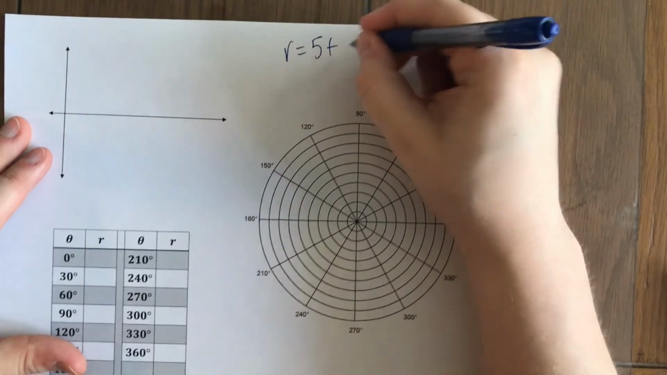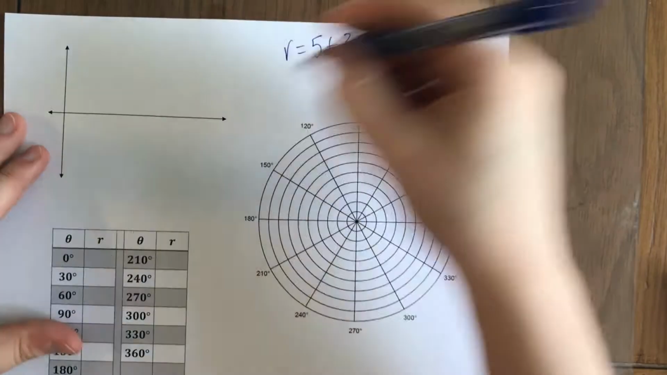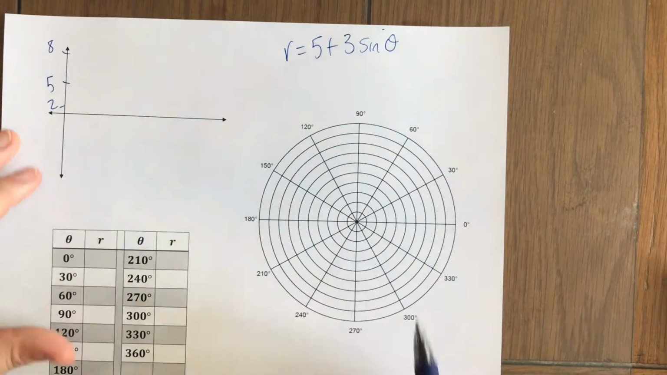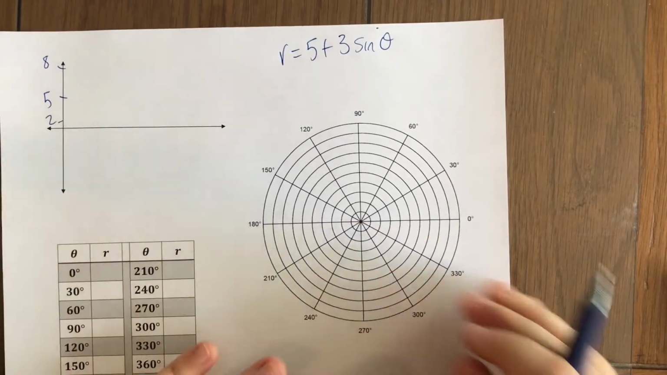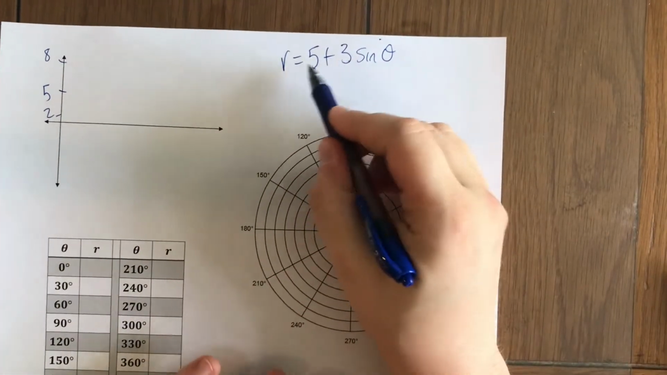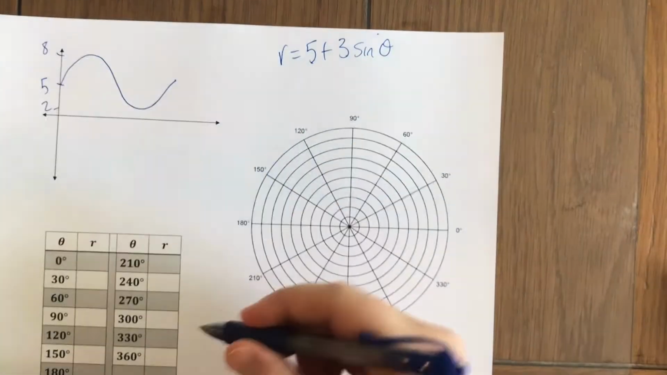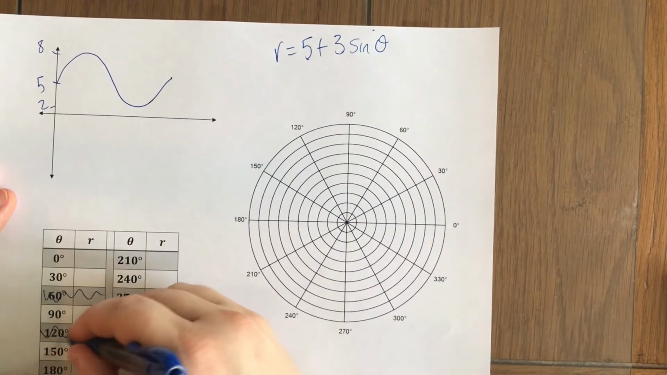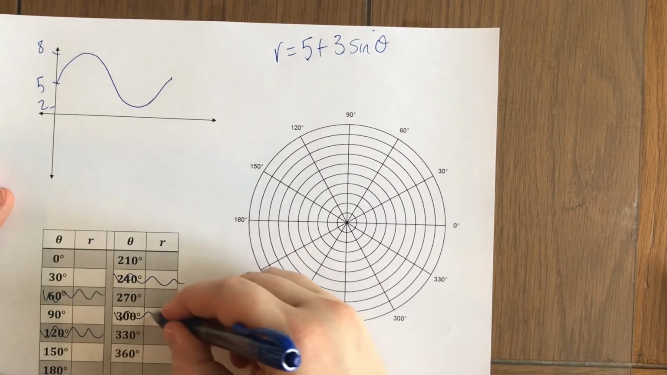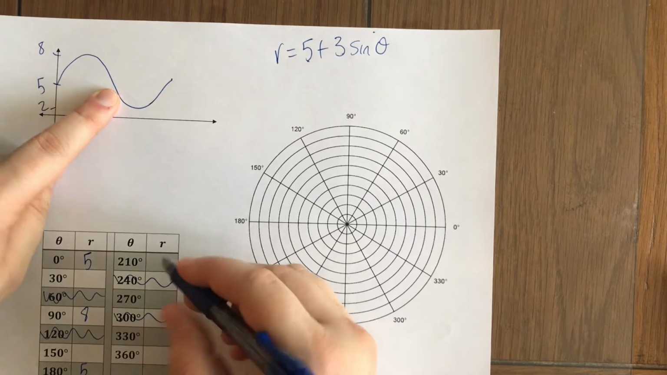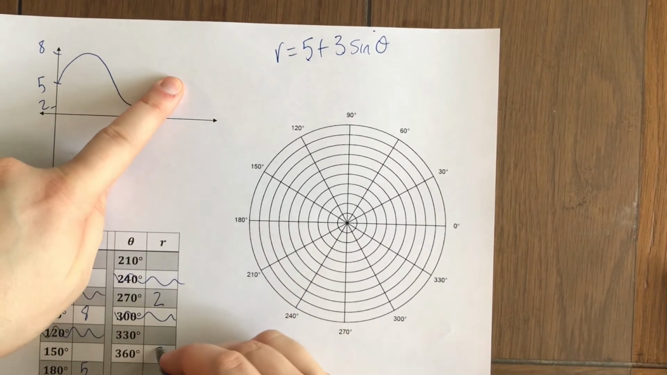r equals 5 plus 3 sine theta. Midline's going to be at 5, going up to 8, down to 2. So this is either going to be the dimpled one or the dodgeball. I know it's not the dodgeball because they're not double. So let's graph this super quick. Cross off all of these 60s so I don't get confused. Okay, I'm going to go 5, up to 8, back to 5, down to 2 and back to 5.